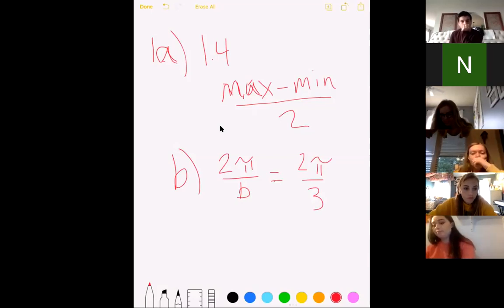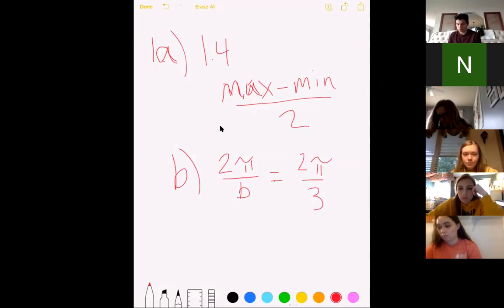Any questions about number 1? I would say the hardest part of that problem is just knowing that part B, find the distance between 2 consecutive peaks of the wave, means find the period. But if you recognize that, then it shouldn't be too bad.